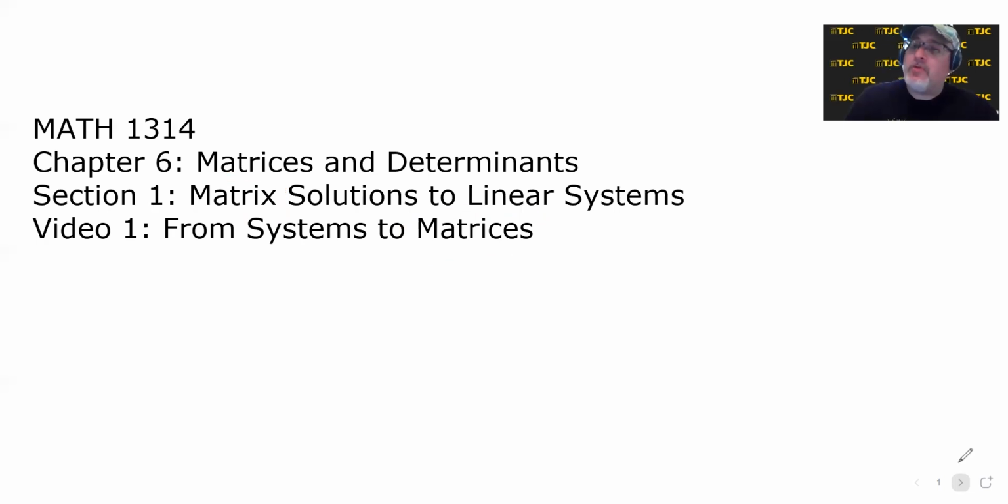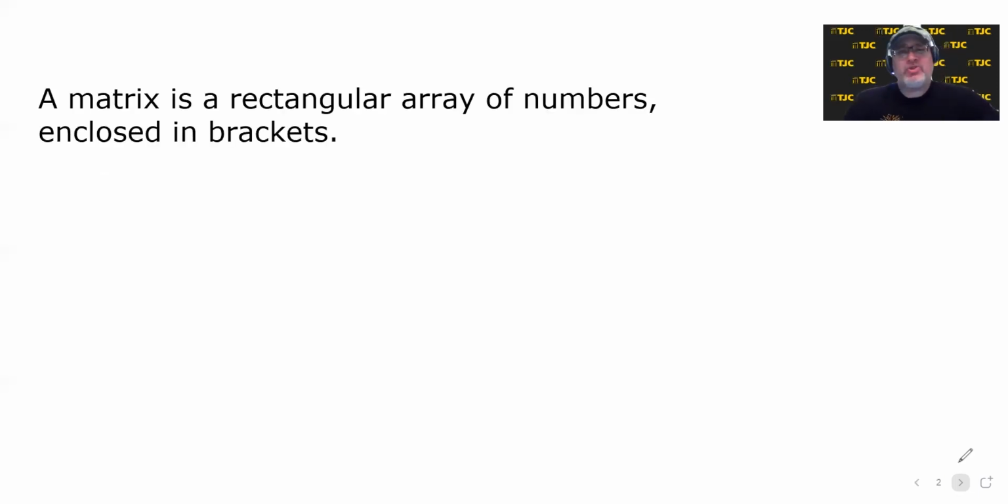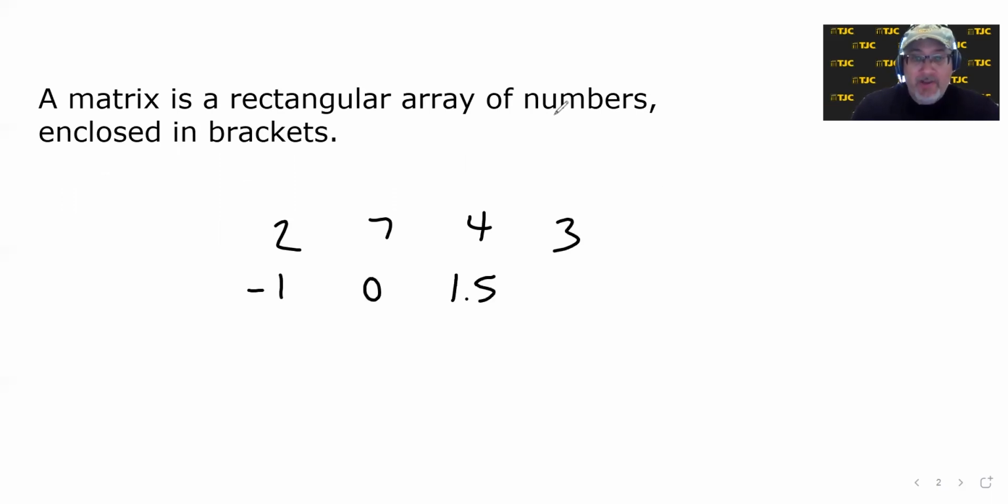And no, it's not a movie trilogy with Keanu Reeves, although it kind of is. All a matrix is, mathematically speaking, is a rectangular array of numbers enclosed in brackets. So let's just, and I'm just throwing some numbers up here at random: 2, 7, 4, 3, -1, 0, we'll put 1.5, 11. And again, I'm just making up numbers: 1, 13, 19, and 71. Well, that's a rectangular array of numbers. Notice there are no commas, they're just rows and columns.